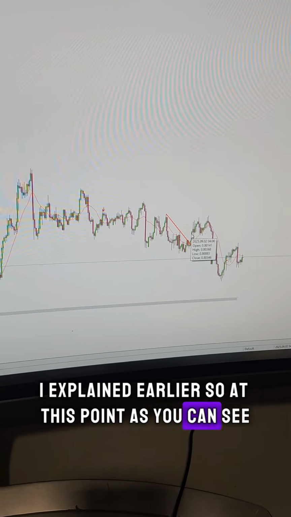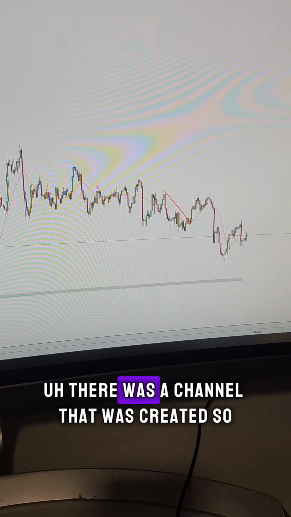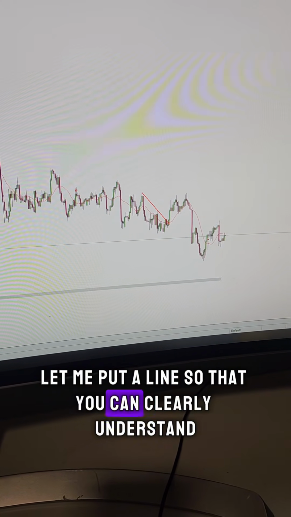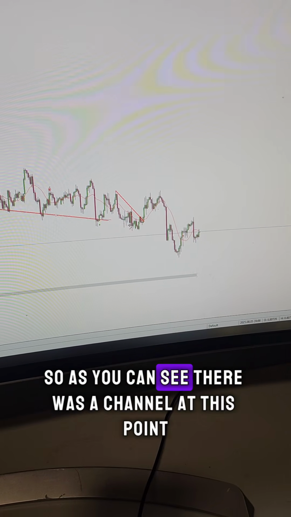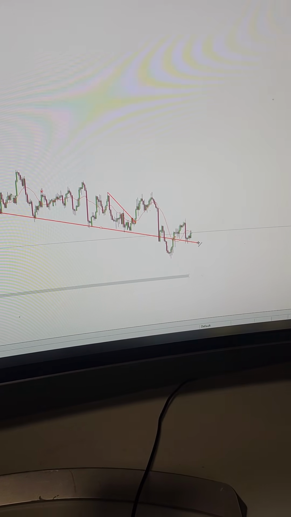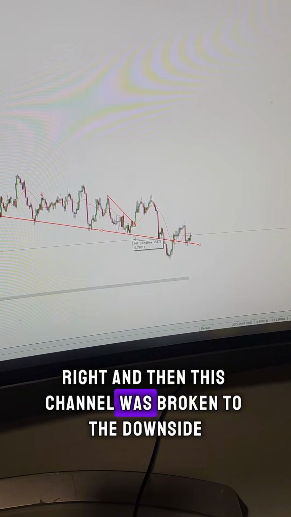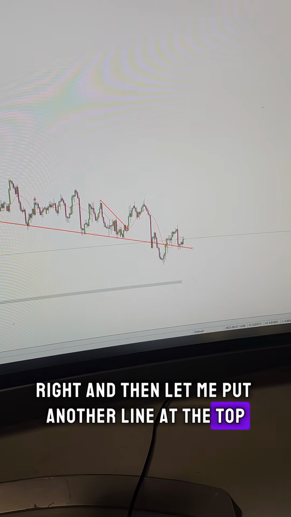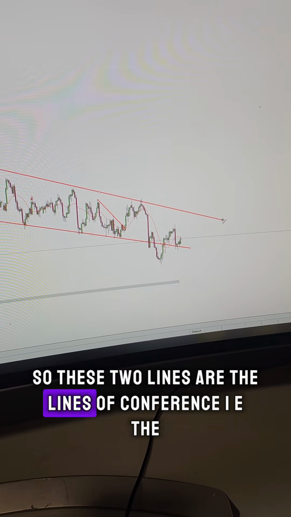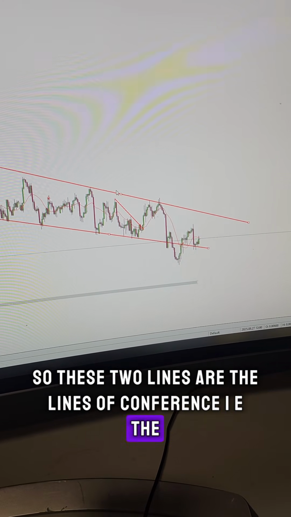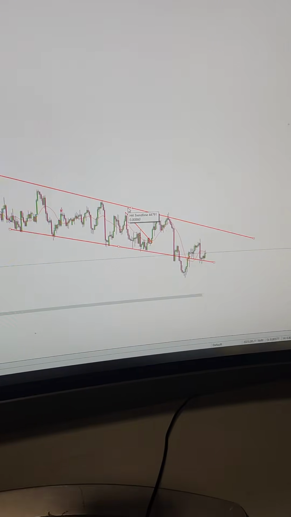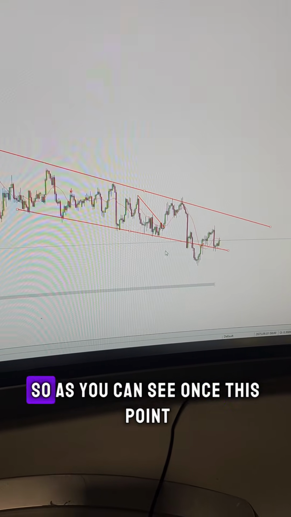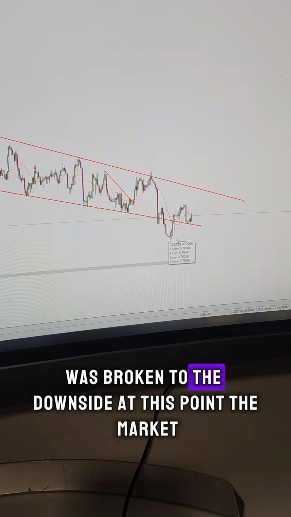So at this point, as you can see, there was a channel that was created. So let me put a line so that you can clearly understand. So as you can see, there was a channel at this point, right? And then this channel was broken to the downside, right? And then let me put another line at the top. So these two lines are the lines of confluence, i.e. the support and resistance lines.